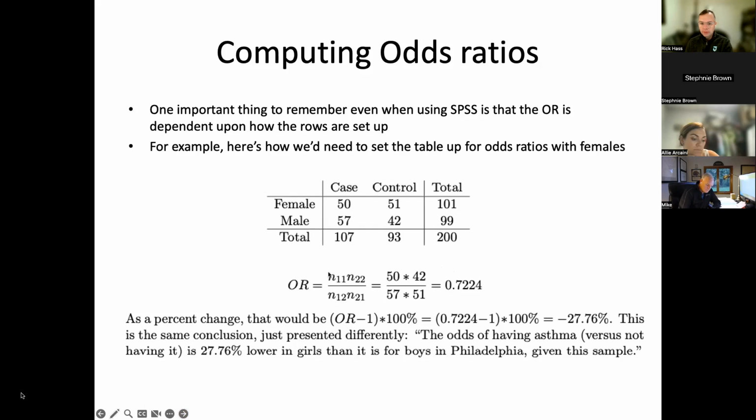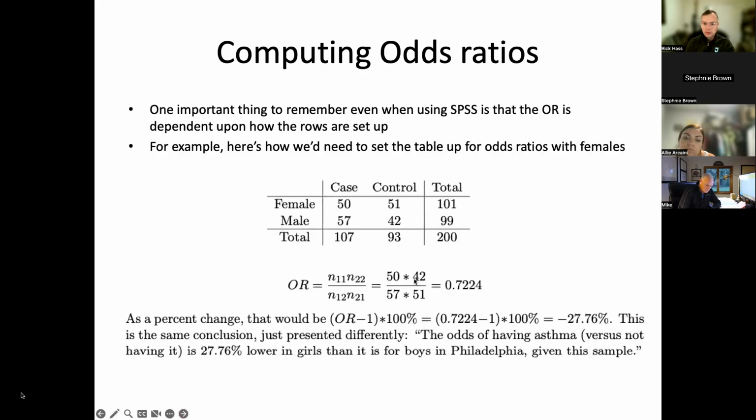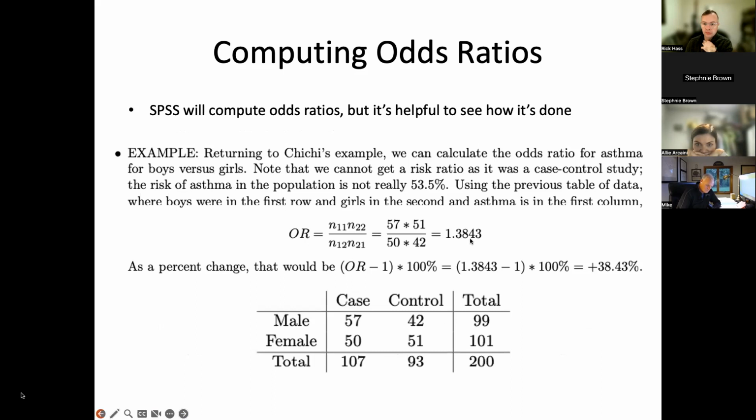So you can go ahead and compute this, or you can see that for the male interpretation, we've got 57 times 51 over 50 times 42. Here we've got 50 times 42 over 57 times 51. We've just flipped the ratio upside down, okay? Which is equivalent to just doing 1 divided by this odds ratio.